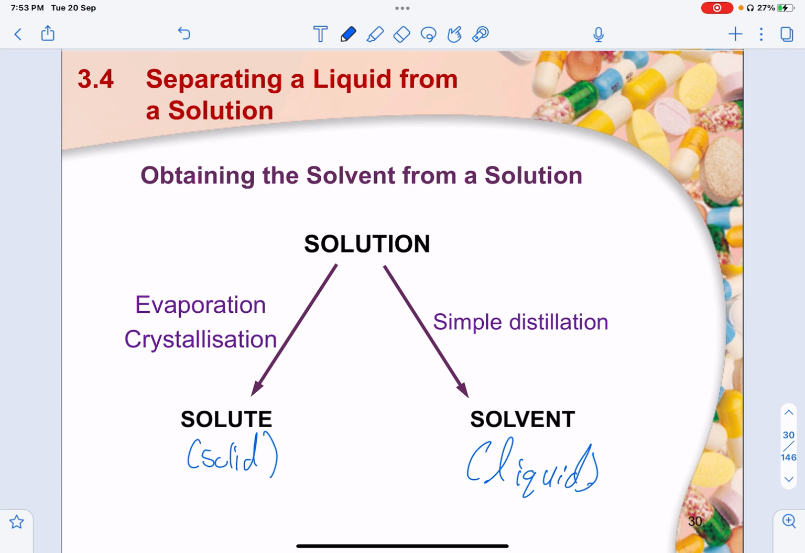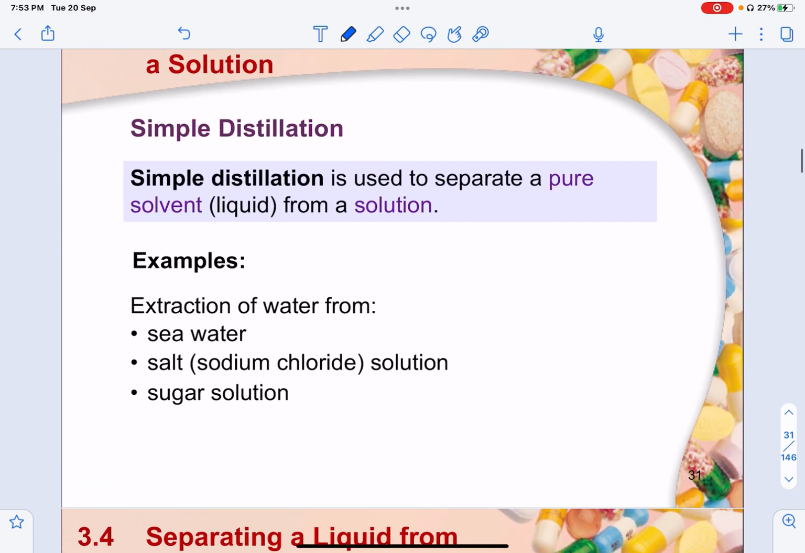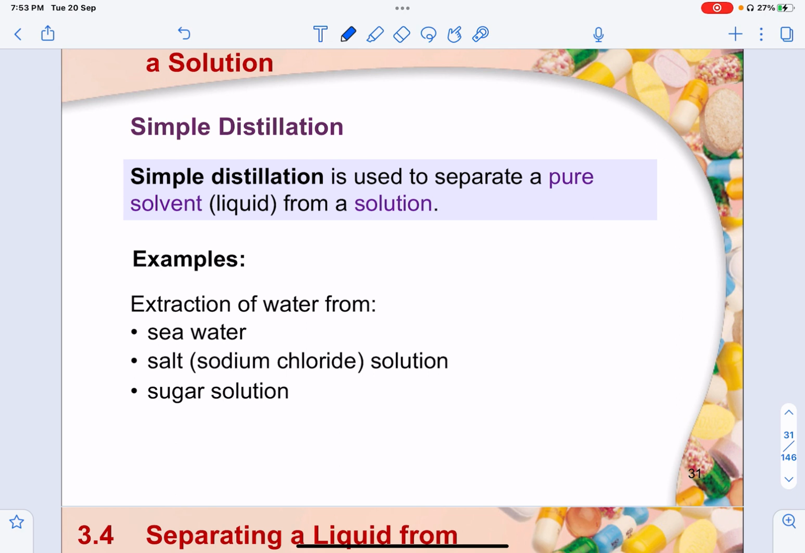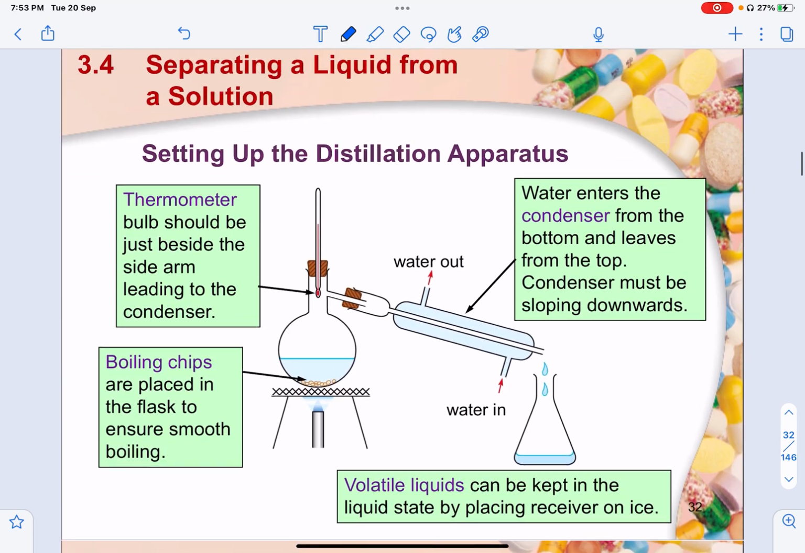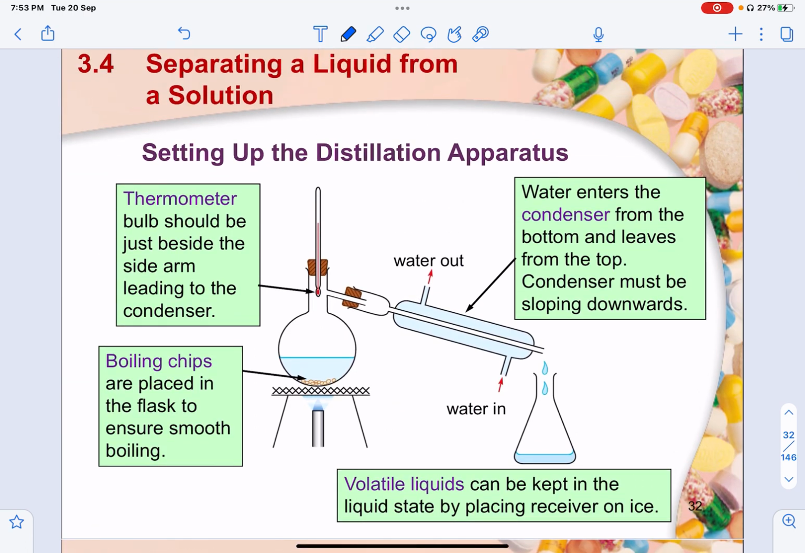So just now we talked about evaporation and crystallization, where we are able to obtain the solid version from the solution. But let's say we want to collect the liquid portion, the pure liquid portion. How do we do that? That's where we use simple distillation. So simple distillation is used to separate a pure solvent from the solution. For example, let's say seawater, right? You don't want the salt, you want the water. How do you go about doing it? You will use simple distillation to extract the drinkable water.